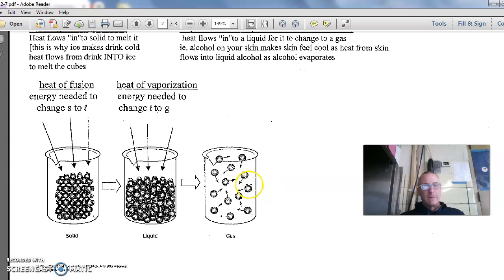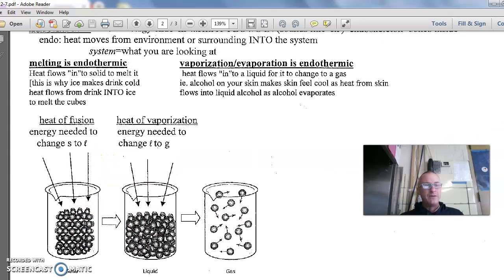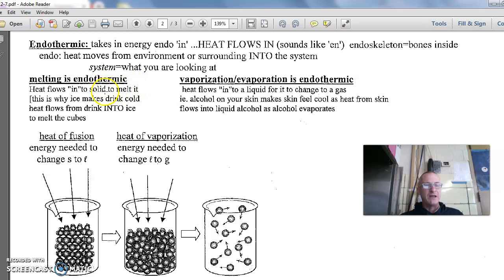Likewise, to get a solid to go to a liquid, you add energy. In other words, to melt something, you add energy. The process of melting is endothermic. You add energy into it.